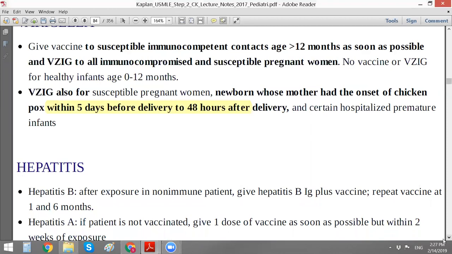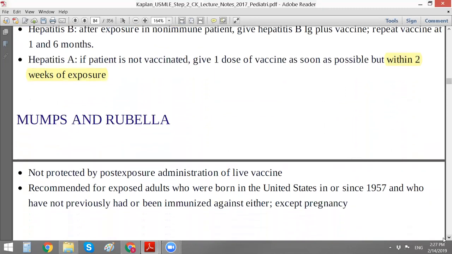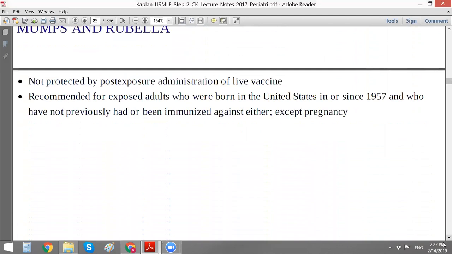Then hepatitis. Hepatitis B after exposure in a non-immune patient: give hepatitis B IG plus vaccine, and repeat the vaccine at 1 and 6 months. Hepatitis A, if the patient is not vaccinated, give a dose of vaccine as soon as possible, but within 2 weeks of exposure. For hepatitis B, we are giving repeat vaccine at 1 and 6 months. Mumps and rubella are not protected by post-exposure vaccination. There's nothing we can do.